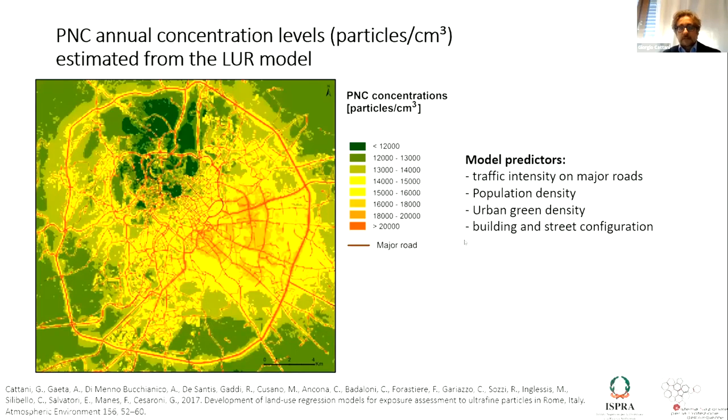Okay, this is the result. As you can see, the model predictors are, as we can expect, traffic density on major roads, but also population density and urban green density. And another important factor is the building and street configuration. All these predictors enter the models and explain a portion of the spatial variability.